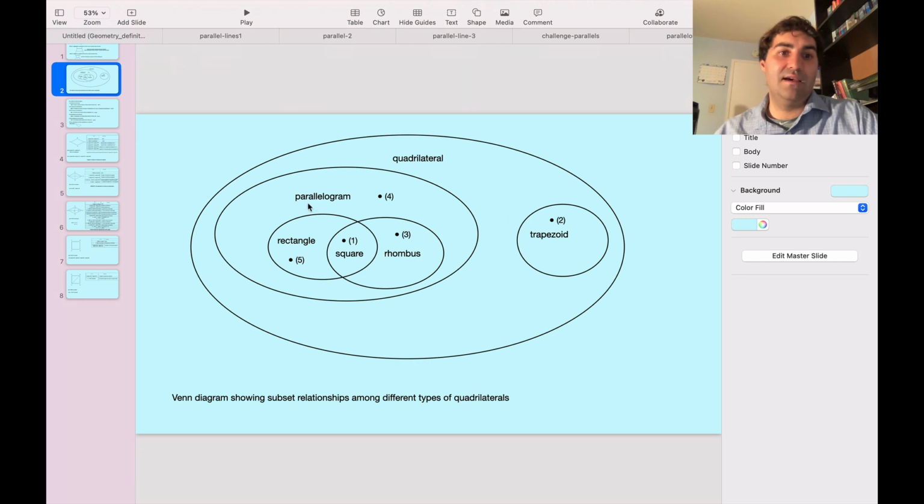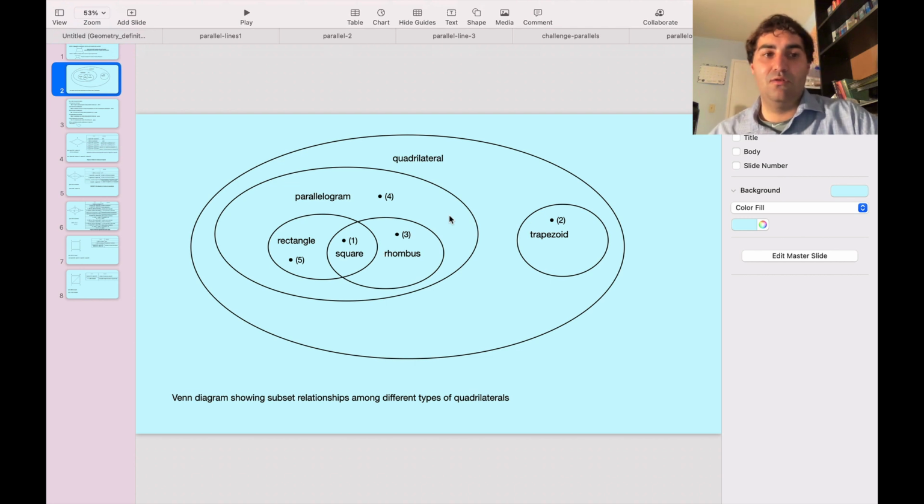So you can see immediately that the oval containing the parallelograms is entirely inside the oval containing quadrilaterals. So all parallelograms are quadrilaterals. In the same way, the oval containing trapezoids is entirely inside the oval containing quadrilaterals. So all trapezoids are quadrilaterals. But you can see that the ovals containing parallelograms and trapezoids don't intersect. So no parallelograms are trapezoids and no trapezoids are parallelograms.